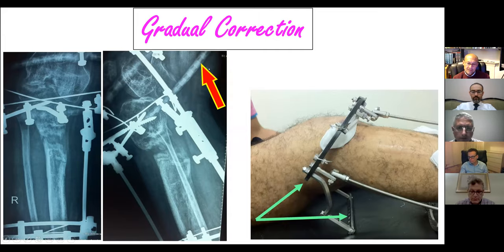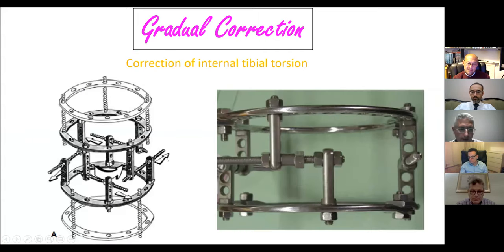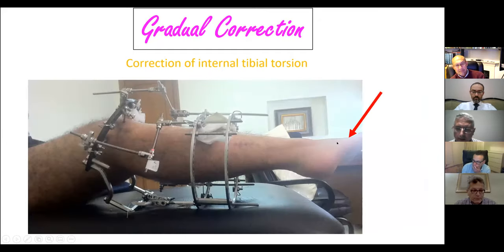The correction of internal tibial torsion with the Ilizarov is basically done by having the rods go around the ring, as in this figure, not in the usual vertical way, like this. So we have here a severe torsion, and we applied here a derotational construct.